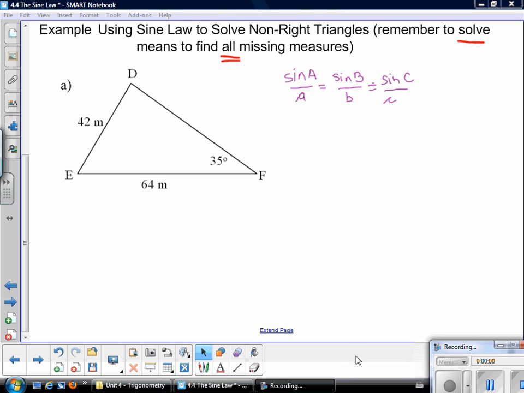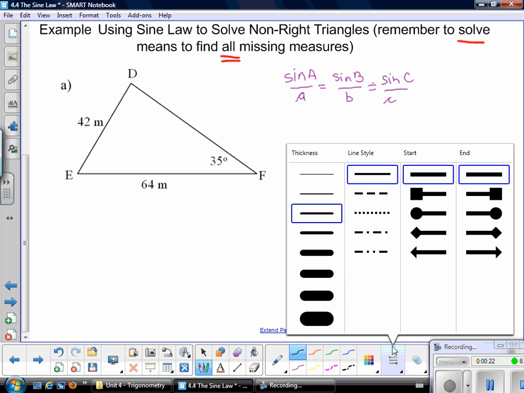So here's our example, and what I've done here is I've actually put the sine law because I know it's a non-right angle triangle, so the only thing that I have right now that I can use is the sine law. Now, the sine law, if you notice, has A's, B's, and C's, and my triangle here has D's, E's, and F's.